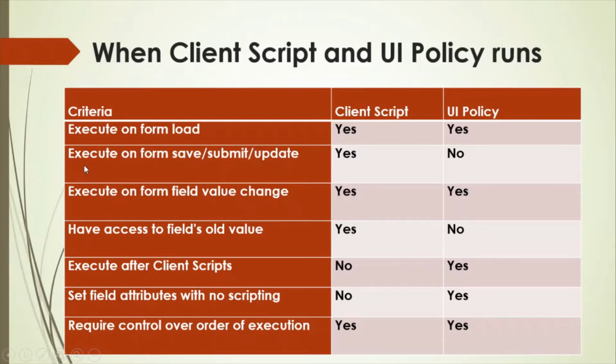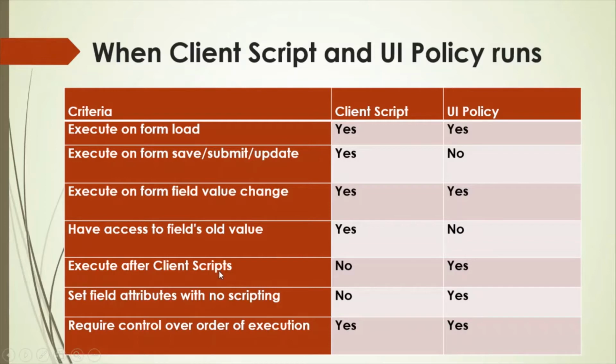Now we have the second criteria, execute on form save, submit and update. Our client script runs when the form gets saved, submitted or updated, but UI policy doesn't run on submit. Now we'll talk about execute on form field value change. Whenever any field gets changed on a form, client script runs as well as UI policy. Next, access to a field's old value. Client script has access to the old value, but UI policy doesn't.